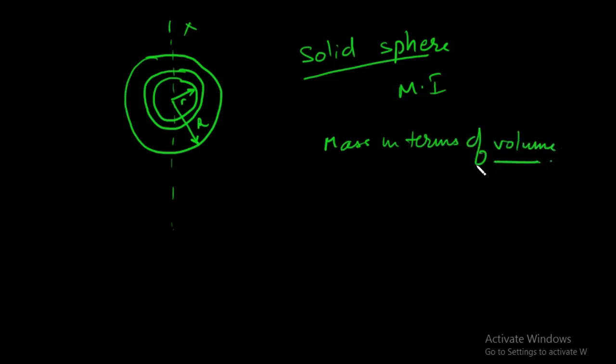This is why. The best example of a volume which is very thin is a spherical shell only. So we have to express mass in terms of volume now, because the volume is the only quantity which is constant over here. The volume of this sphere would be equal to 4 by 3 pi r cube, where r is the radius of the sphere.